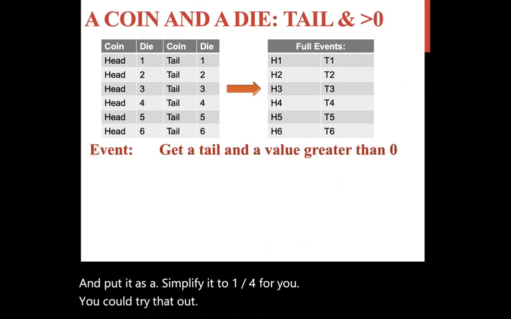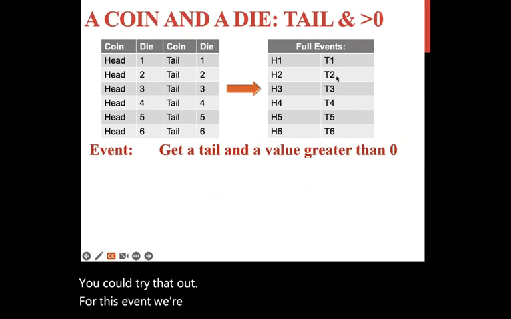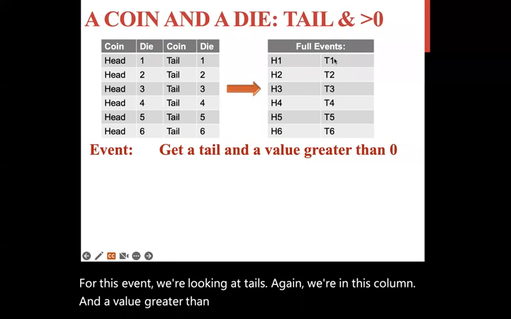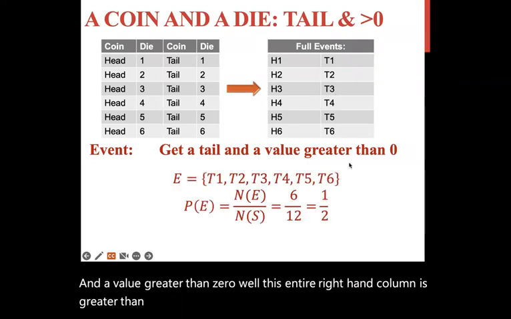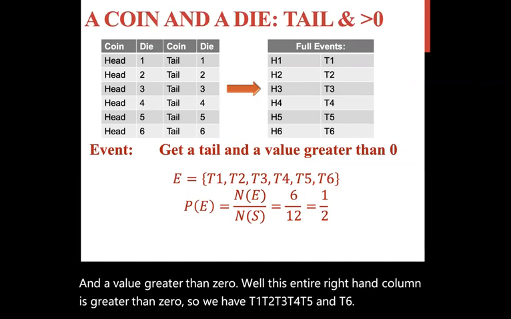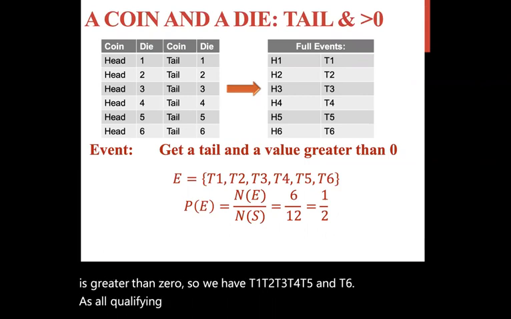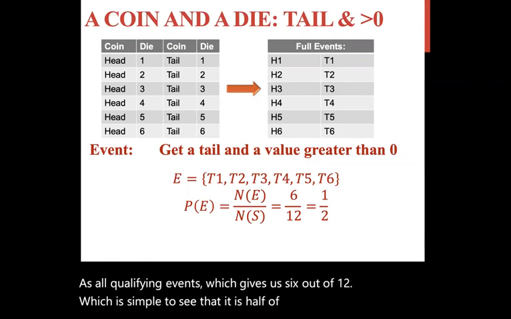Now, for this event, we're looking at tails. Again, we're in this column and a value greater than 0. Well, this entire right-hand column is greater than 0. So we have T1, T2, T3, T4, T5, and T6 as all qualifying events, which gives us 6 out of 12, which is simple to see that it is half of our full events.